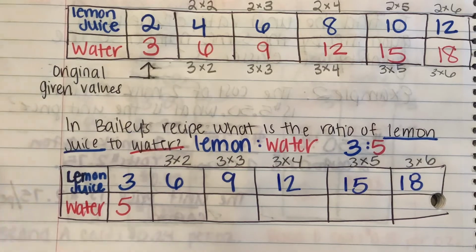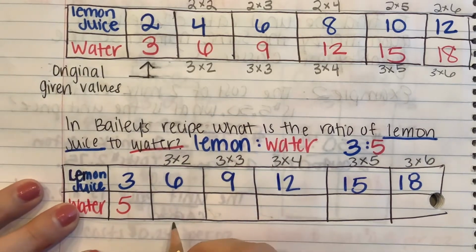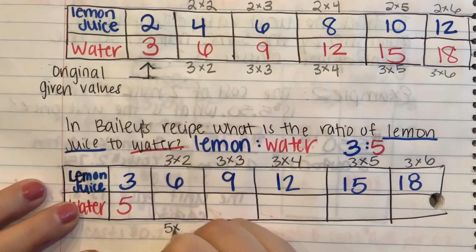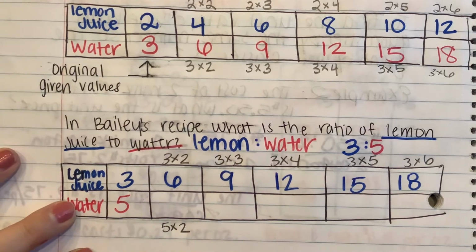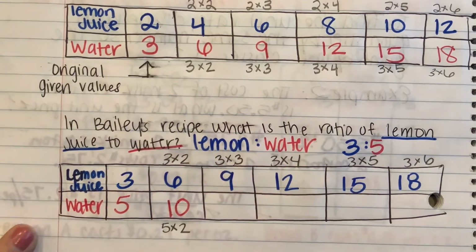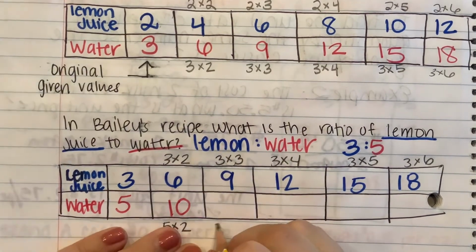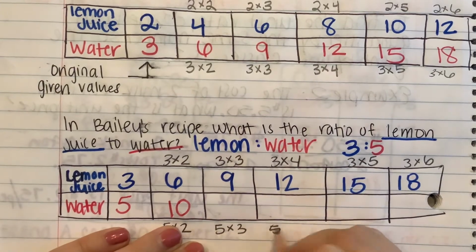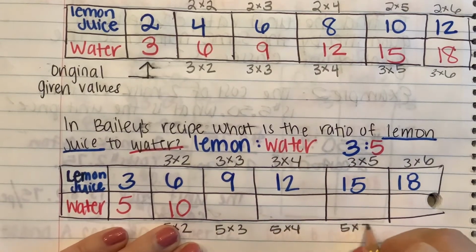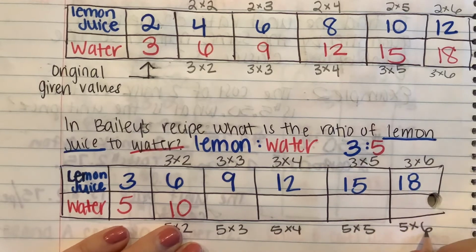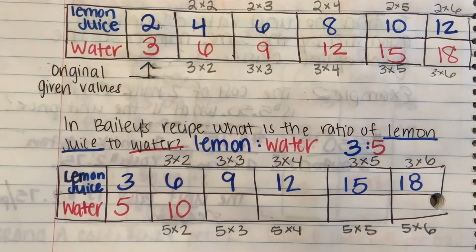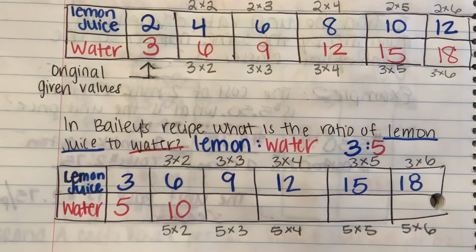All right, let's go to the bottom. On our bottom, we take our original value 5, and we're in the second box, so we multiply by 2. 5 times 2 gives us 10. Repeat that process. 5 times 3, 5 times 4, 5 times 5, and 5 times 6. You are allowed to use a calculator on this module, so take out your calculator and use it if you need it. Pause the video, then go ahead and check your work.